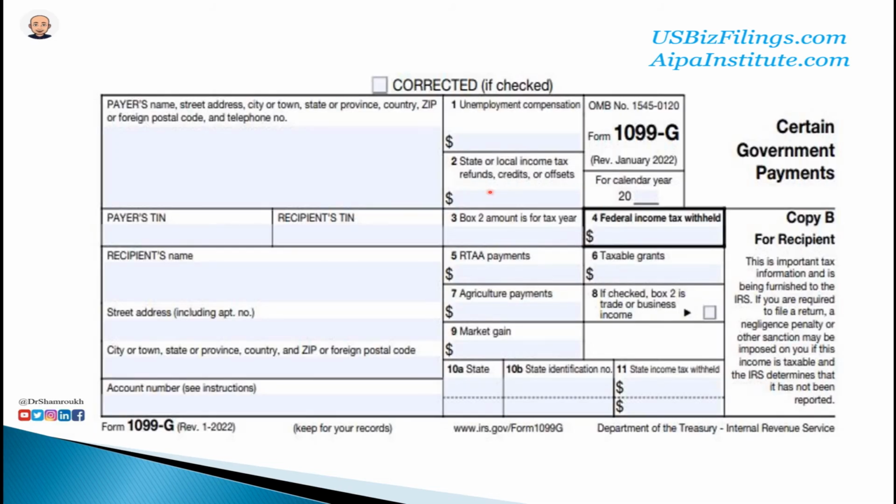The second situation is the state or local income tax refunds, credits, or offsets. This means if the government issued an amount of $10 or more to you, in this regard, it will appear here in box number 2. Examples of these credits are filmmaker incentives credits, home improvement credits paid in low-income areas, and solar panel installation credits. These are some types of state programs that are generally reported in box 2.